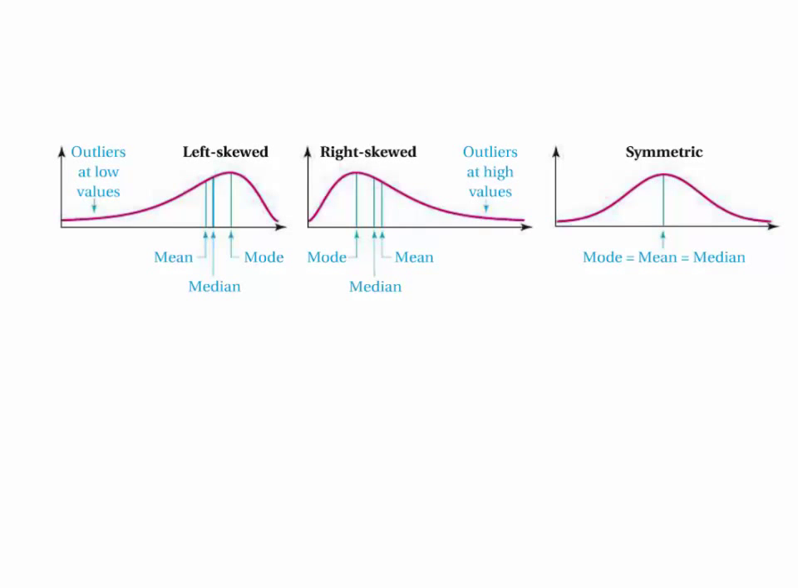And this is what we refer to as left skewed or right skewed. Again, notice that the tail is on the left side, so we call it left skewed data, and the tail is on the right side here, so we call it right skewed data.